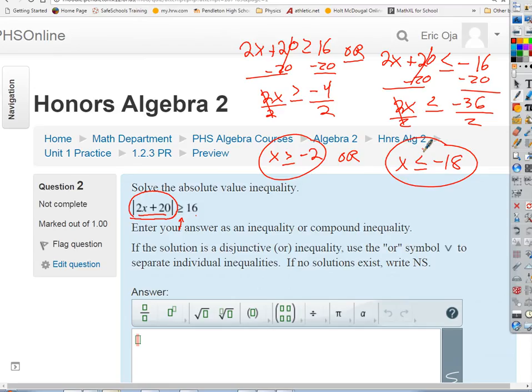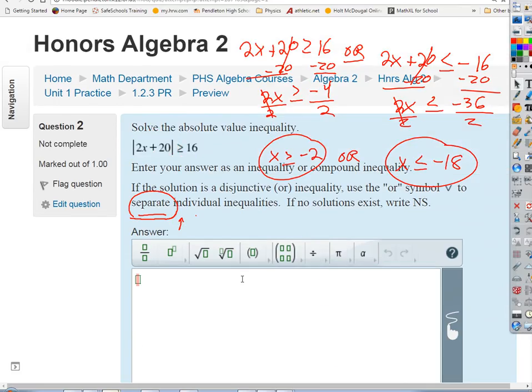Okay, but notice in the directions that they don't really want us to use the word or. Instead, we'd rather use the mathematical symbol for or, which is on this drop-down menu. It's right there. Notice it says logical or when you hover over it. So we end up then with x is greater than or equal to negative 2, or x is less than or equal to negative 18.